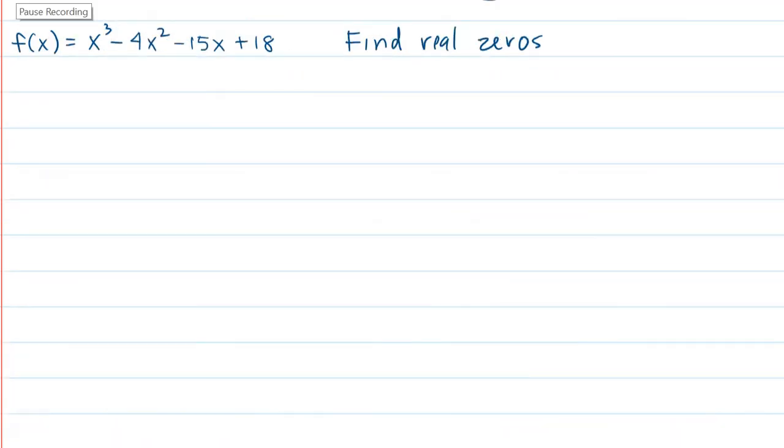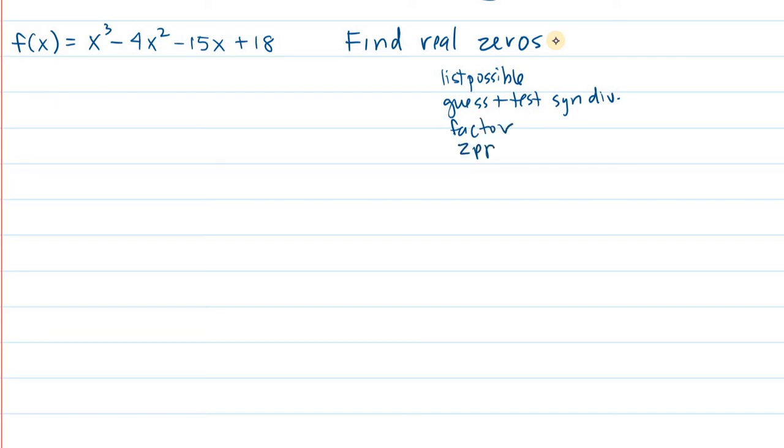Okay, why don't you try this example? The directions say to find the real zeros. So what that means is we're going to list the possible zeros. We're going to guess and test with synthetic division to find a 0. Then we're going to factor. We'll use our zero product property, and then we'll have all the zeros. Okay? Go ahead and pause it and see if you can do it by yourself.